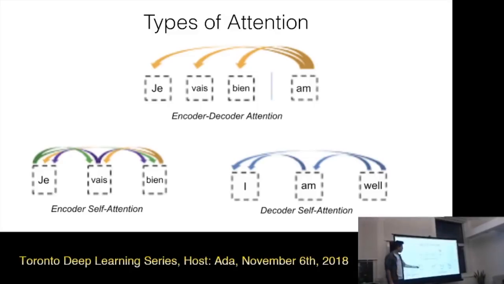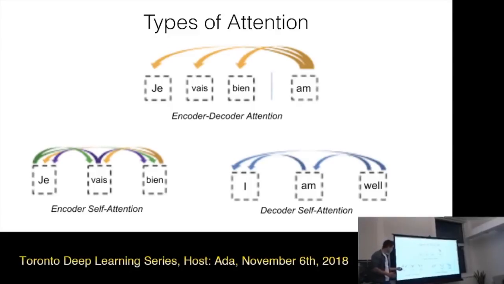The decoder self-attention is attending to itself. But as you are generating these words, I am well, step by step, in order to avoid some type of leakage, you can only learn relationships with words that came before it. And that's a very important point. For example, I can't learn any relationship because it's the first word. Am can only learn a relationship with I. And well can learn with am and I. That's for the decoder. But for the encoder, it is not the same.